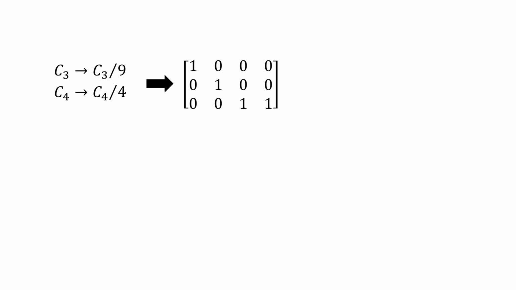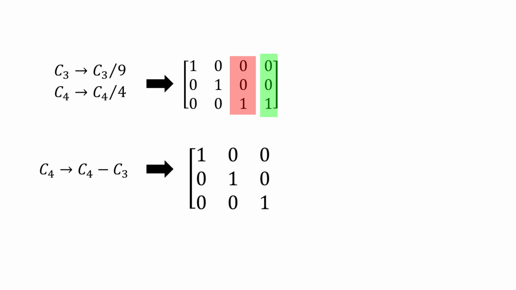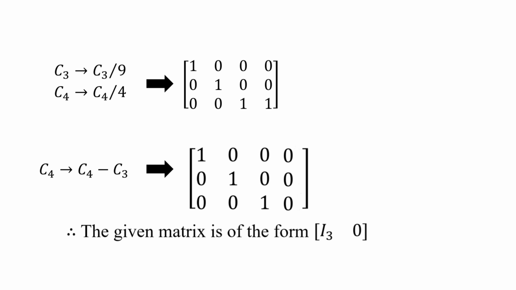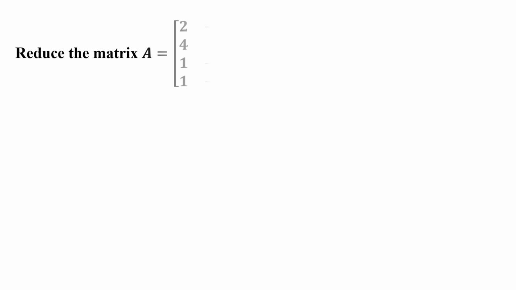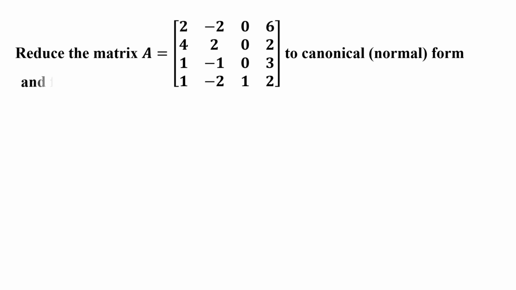Our last step is to make this element as 0 using C3. So the operation will be changing C4 as C4 minus C3. Again, the first three columns will be written as it is. For the fourth column, we get 0 minus 0, 0 minus 0, 1 minus 1. So the given matrix is already reduced in normal form and rank of this matrix is 3. Let's quickly look into another example.